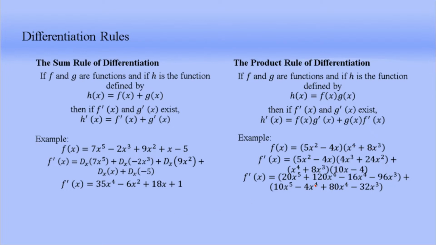And just the same for these functions, we're going to multiply x raised to the fourth power to 10x, which equates to 10x raised to the fifth power, and then we're going to multiply x raised to the fourth power times negative 4, that is going to be negative 4x raised to the fourth power, and then we'll multiply this 8x cubed.